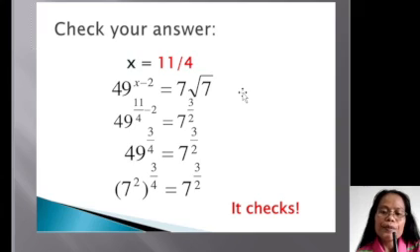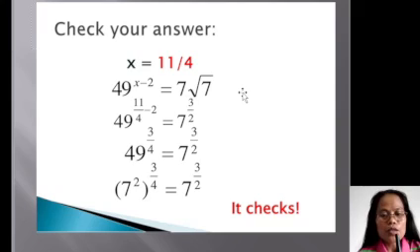And here, 11 over 4 minus 2 are unlike fractions. So we need to find their LCD again. So the LCD is 4. 4 divided by 4 is 1 times 11 is 11. And 4 divided by 1 is 4 times 2 is 8. So 11 minus 8 is 3. So that is why it becomes 49 to the power of 3 fourths is equal to 7 to the power of 3 over 2.